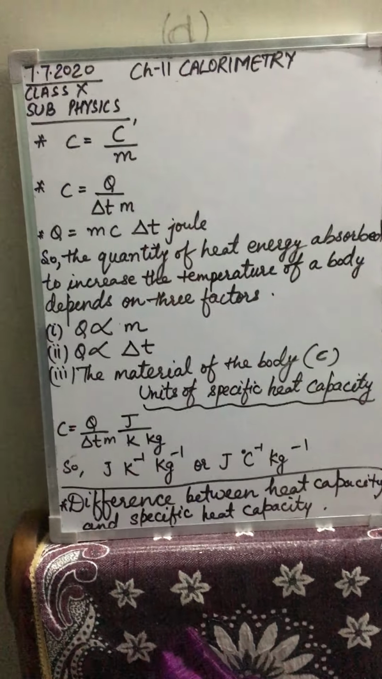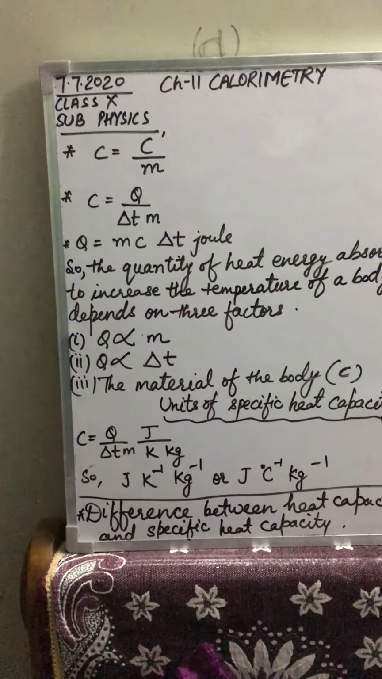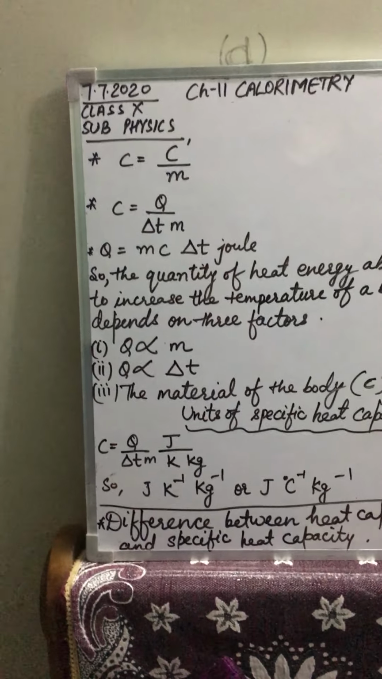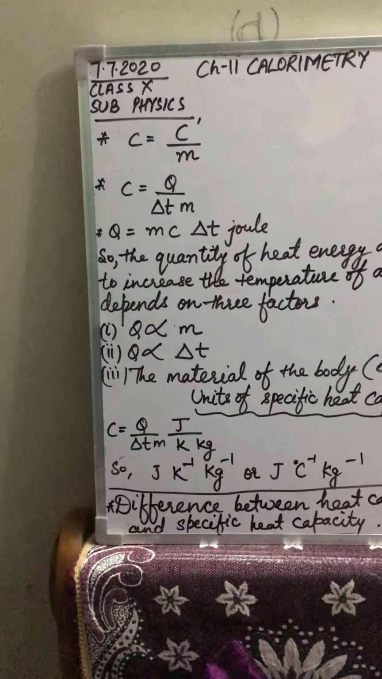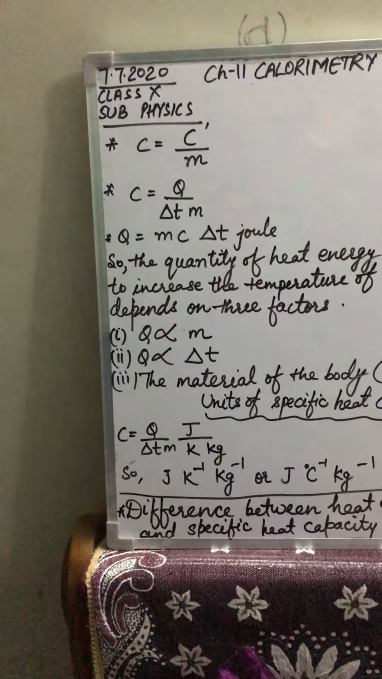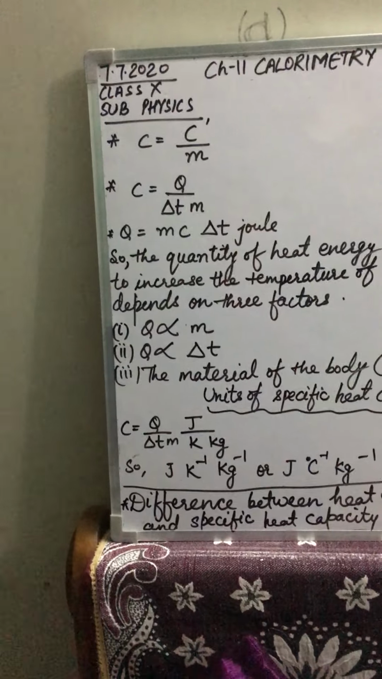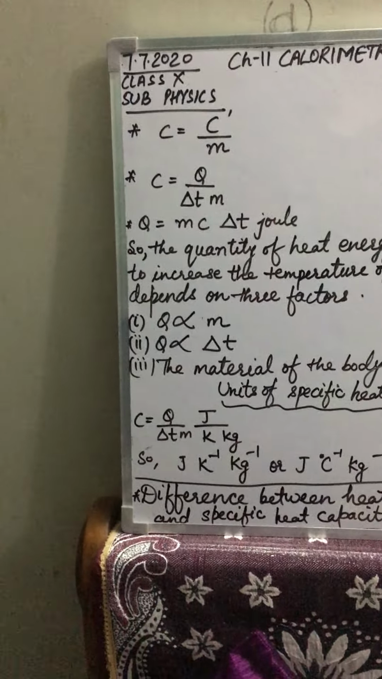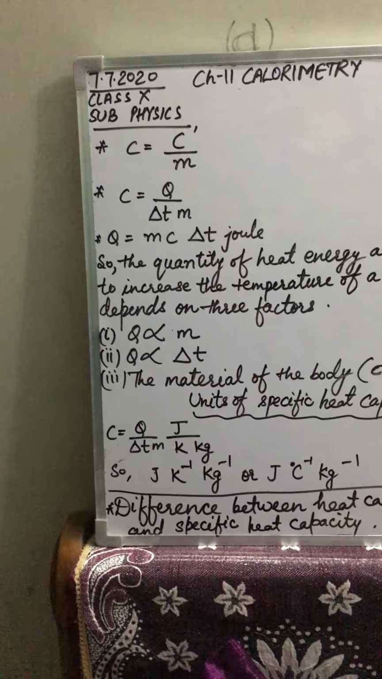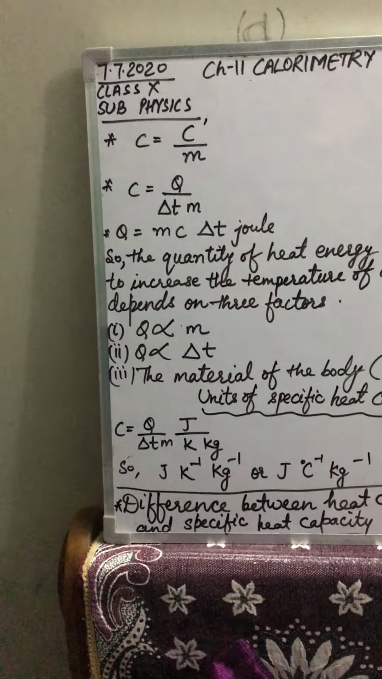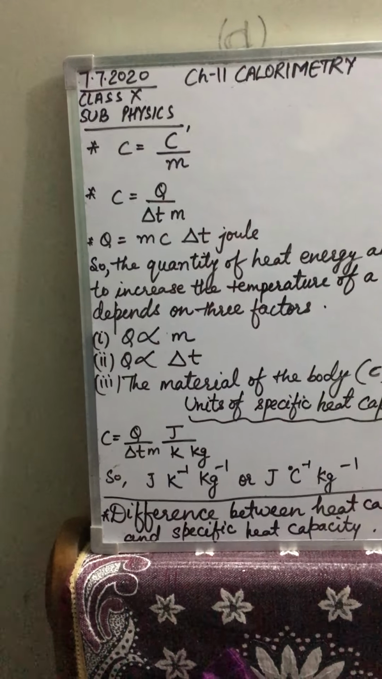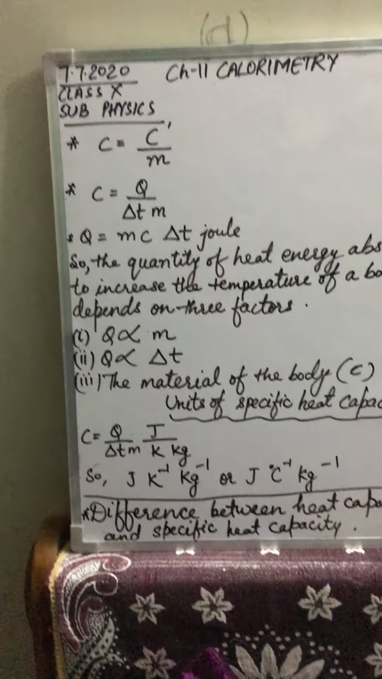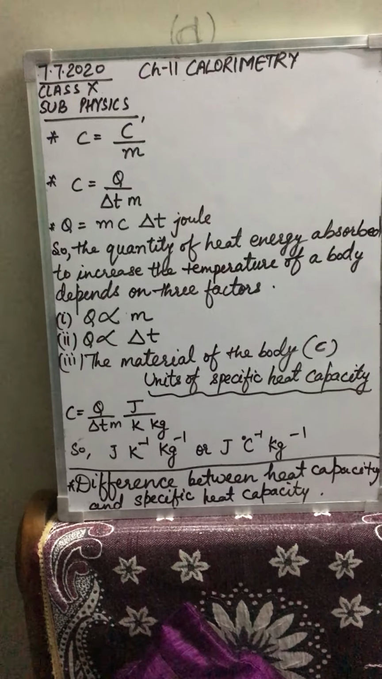What is specific heat capacity? When heat capacity is expressed for a unit mass of the body, we say that it is specific heat capacity. And what is heat capacity? Heat capacity is the amount of heat energy required for the rise in temperature, that means Q by delta T. When we substitute the value of C dash as Q by delta T in the given equation, it becomes c equals Q by delta T m. Now Q equals mc delta T joule. It's a formula which is used in solving the numericals.